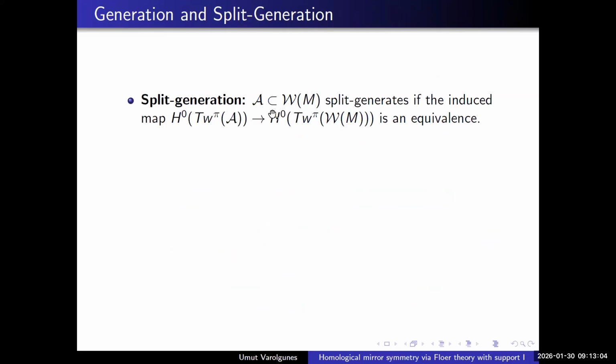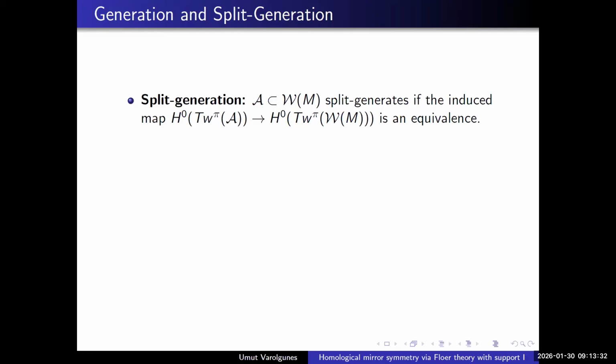And so I say that a full subcategory split generates. I will usually consider just full subcategories. If the induced map on the, so this twisted means I'm taking triangulated closure and pi means I'm taking split closure, and when I go to the homotopy category, this should be an equivalence of triangulated categories. Okay, so that's what it means for A to split generate.